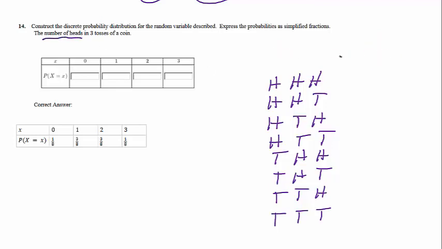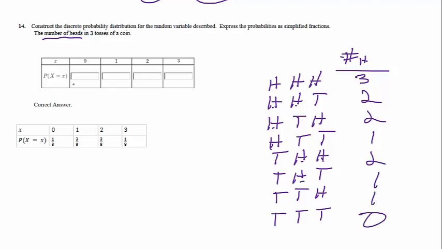The number of heads. Well, what's the number of heads? There's 3 heads here. 1, 2, there's 2 heads there. 1, 2, 2 heads there. 1 head there. 1, 2, 2 heads. 1 head. 1 head. 0 heads. And to do the frequency distribution, I'm going to count how many there are.